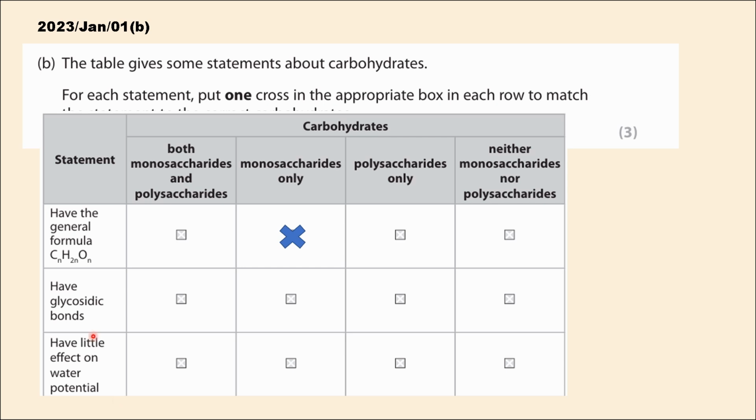The next statement is glycosidic bonds. You know glycosidic bonds are formed during the bonding of monosaccharides to create polysaccharides. Therefore, this characteristic is unique to polysaccharides.